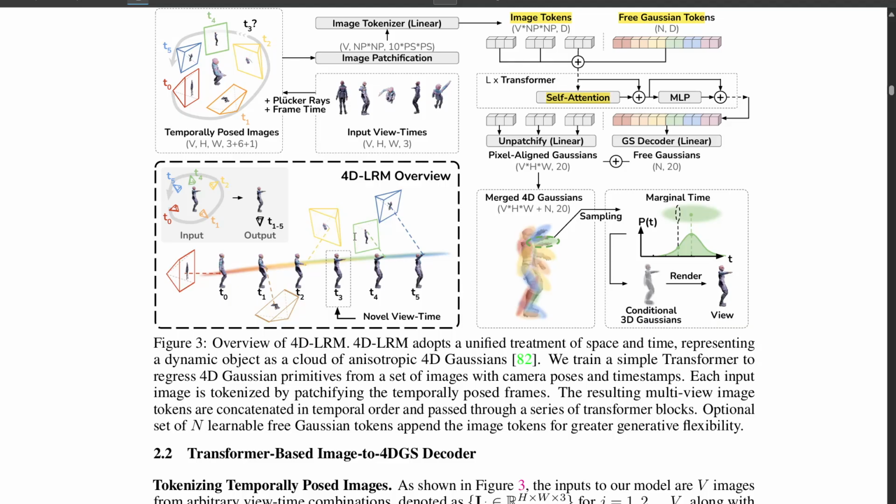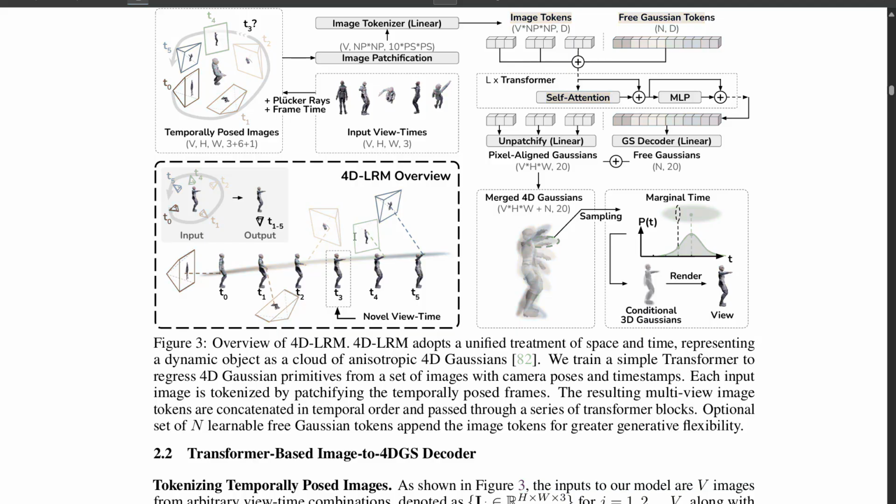It lets the model generate any frame at any time you ask for. Okay, so we've got these incredible 4D Gaussians as the building blocks. How does 4D-LRM actually create them from the input video? That's the transformer part, right? The image to 4D-GS decoder.